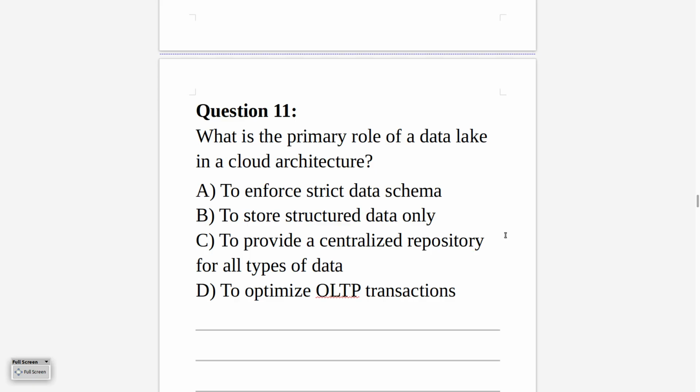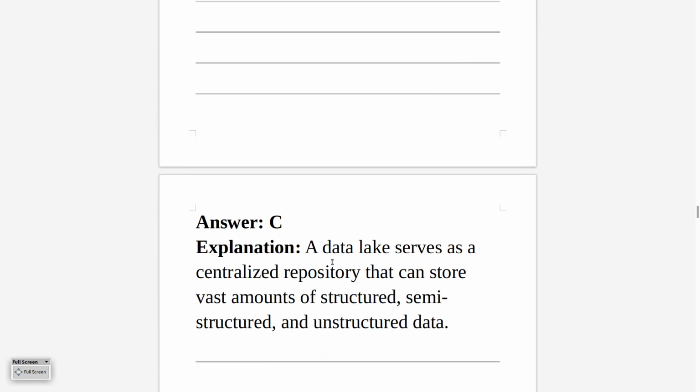Question 11. What is the primary role of a data lake in a cloud architecture? Is it A, to enforce strict data schema, to store structured data only, to provide a centralized repo for all types of data, to optimize OLTP transactions? I'm pretty sure I know it's already C, to provide a centralized repo for multiple types of data. I don't believe it's got anything to do with OLTP. I forget what the difference is, OLTP, OLAP, but it's got nothing to do with this. And it's definitely not for structured data only, and it's definitely not enforcing a strict schema. Is C. It better be. Yes, it is.